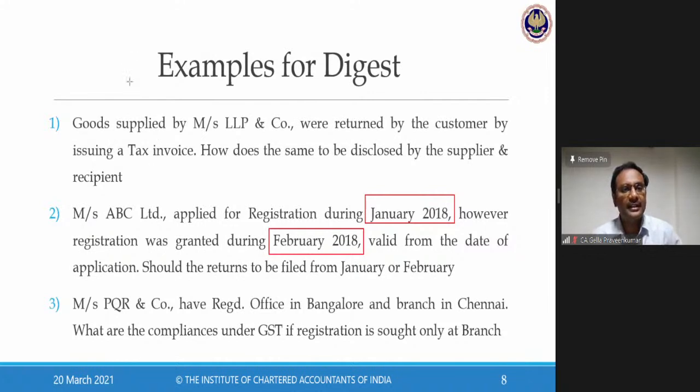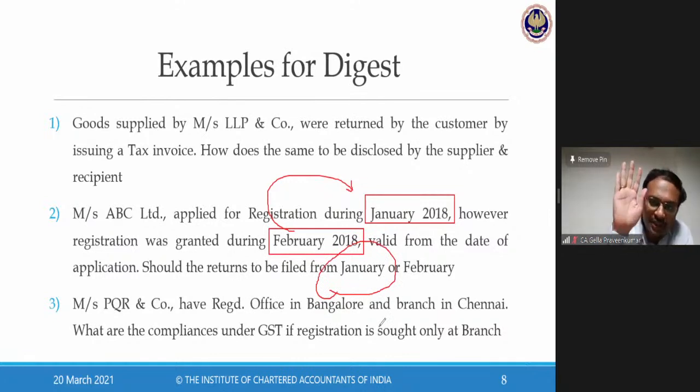Now, when this officer has given this GST registration effective from January 2018, what would be the return to be filed for the month of January? Practically, a registration certificate issued by the proper officer will say: on 28th February 2018, the GST registration is given to ABC Limited with effect from, say, 15th January 2018.